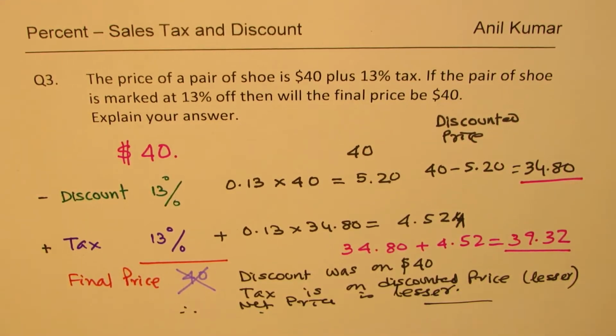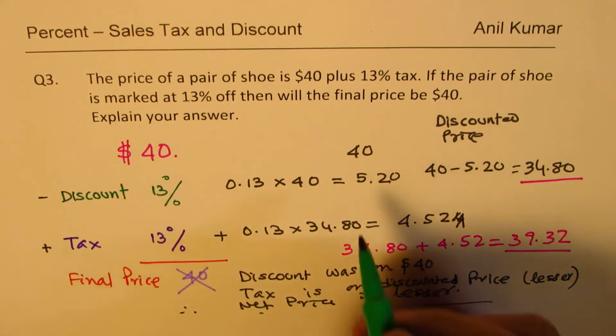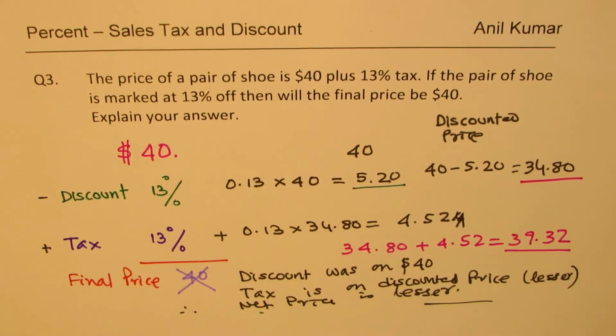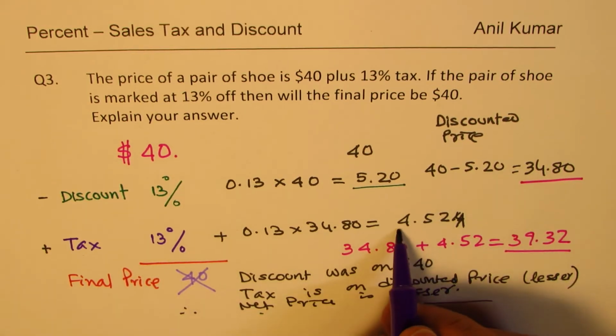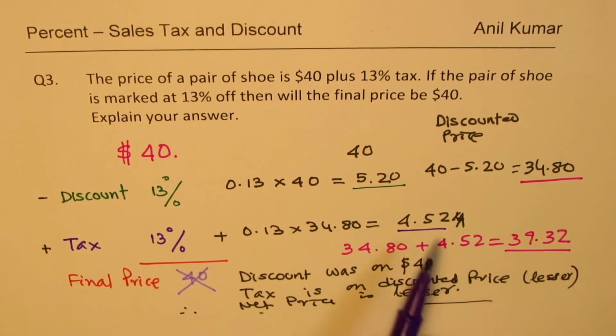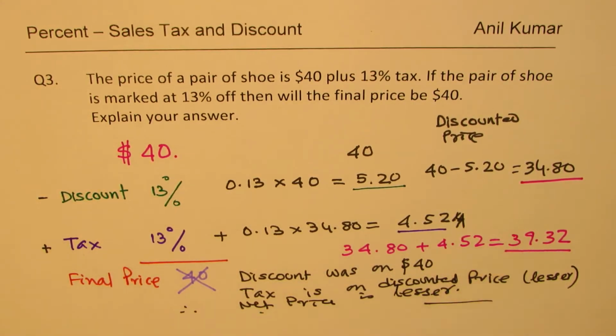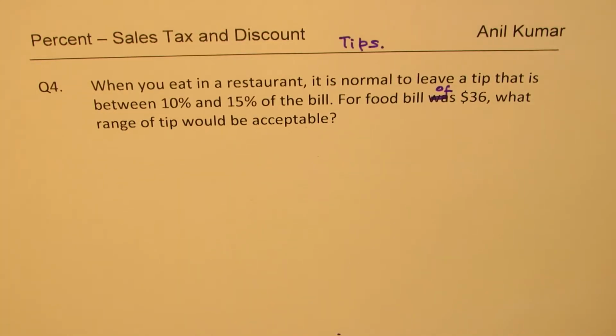Is that clear? So we found 13% of 40, which was $5.20. However, the tax on the reduced price was only $4.52. So this difference gave us the difference between 40 and 39.32. Is that clear to you? This is a very important question which could be asked in many different ways, especially in multiple choice questions. So keep this in mind. I hope that helps.